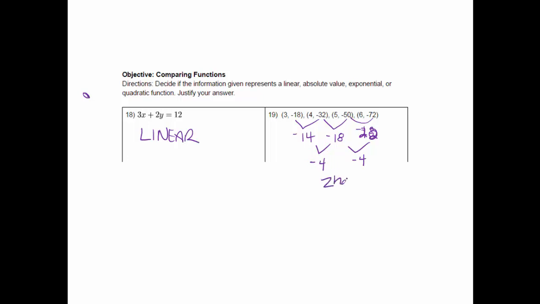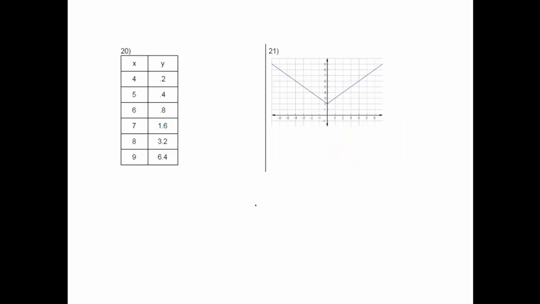The second differences are constant, and if the second differences are constant, it must be quadratic. There we go. Okay, number 20.